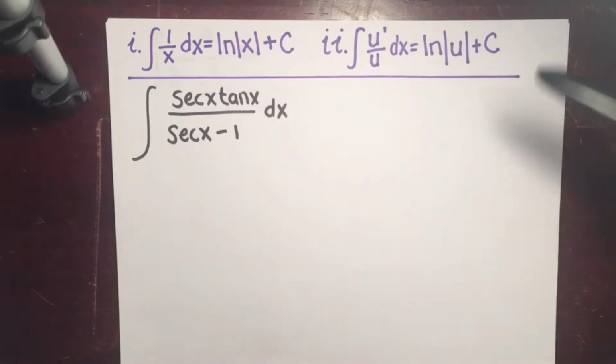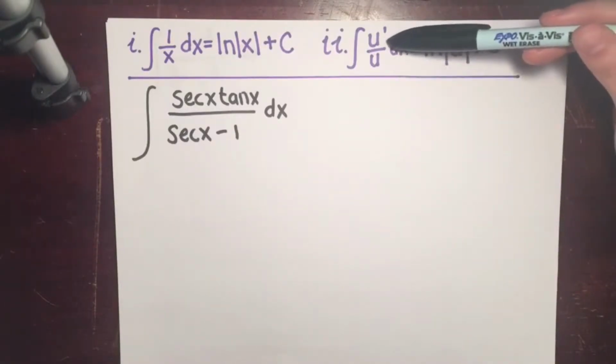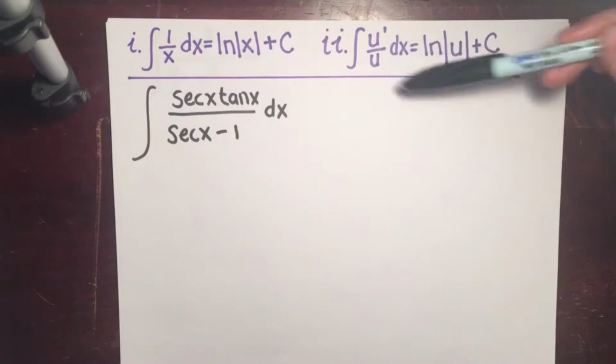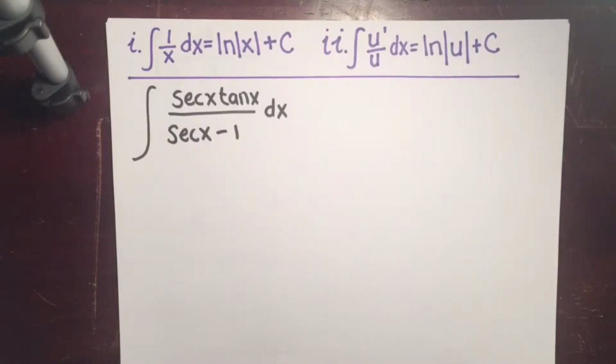Similarly, when we have the derivative of a function over the function in the integrand, the antiderivative of that is just the natural log of the absolute value of that function plus the constant of integration c. So these are the two basic principles we need to keep in the back of our minds.